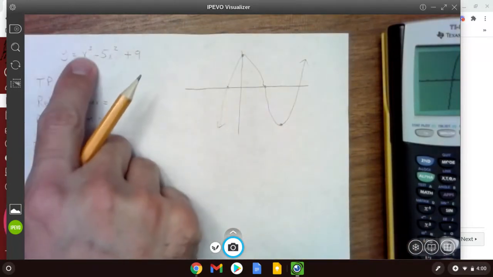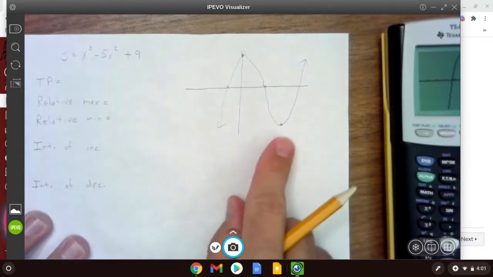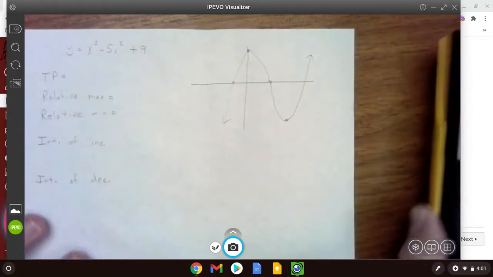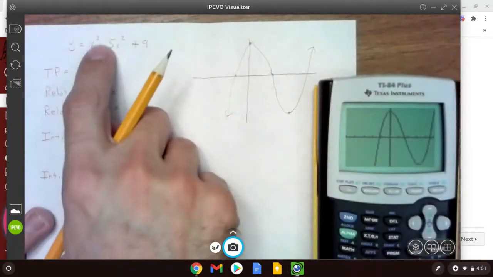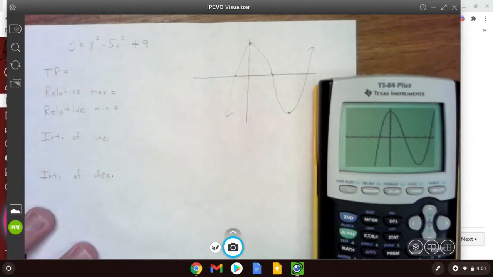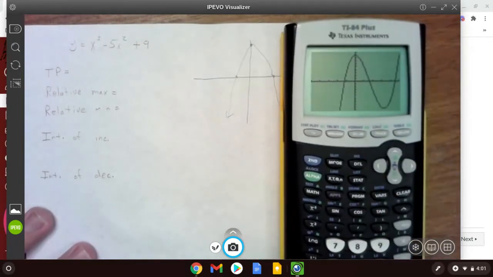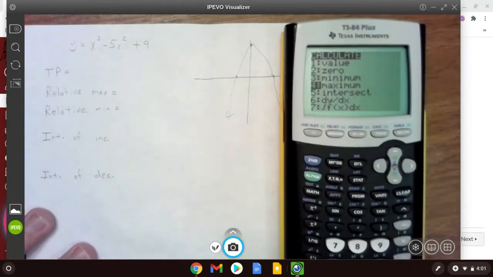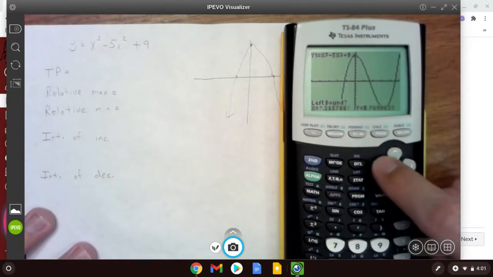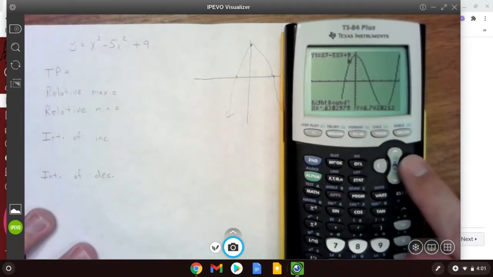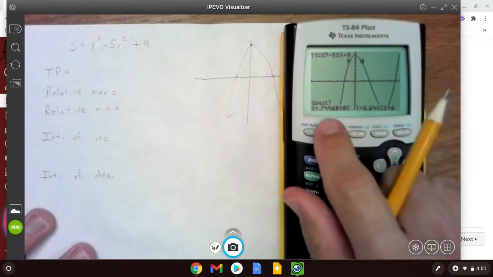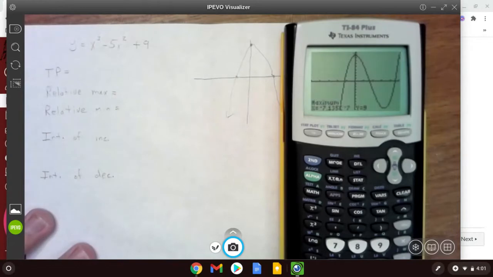Notice here it's to the third power, and there are 2 turning points. There's a theorem that says anything to the third power has at most 2 turning points. So I'm going to find that one first. Calc menu. This is a maximum because it's an upwards hump. I'm going to move my blinking dot to the left of it. Enter. Blinking dot to the right of it. Enter. And for the guess, just enter again.